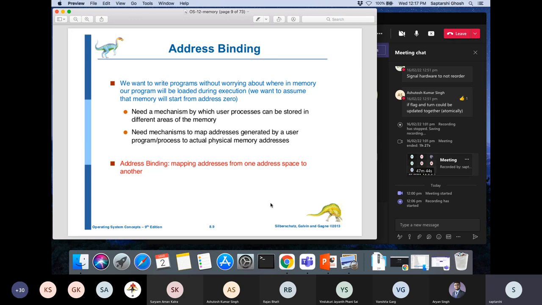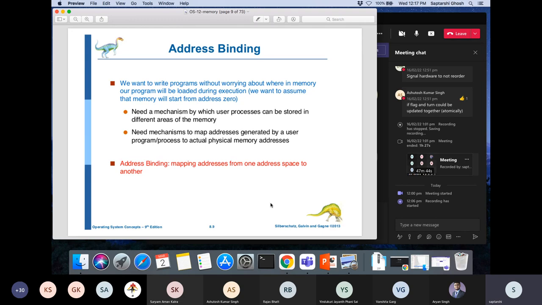Maybe two different programs are currently in the memory. Both of them, when they run, will generate addresses considering the memory starts at 0. But clearly, only one of them can be stored at 0. And in fact, none of the user programs are stored at memory address 0. As I said, usually the kernel or the operating system itself occupies the lower address portions of the memory.